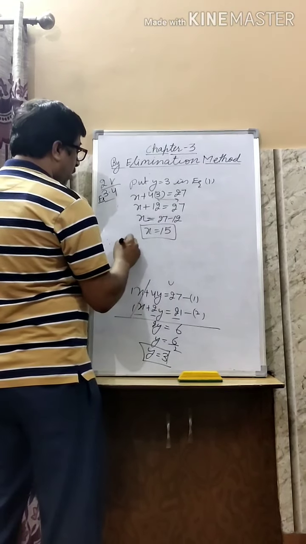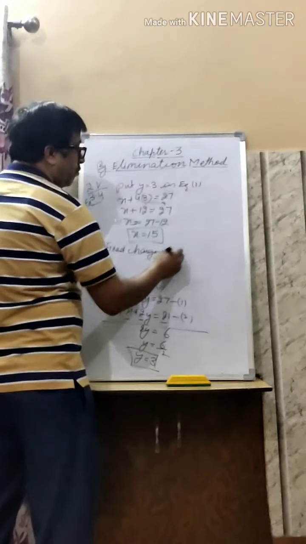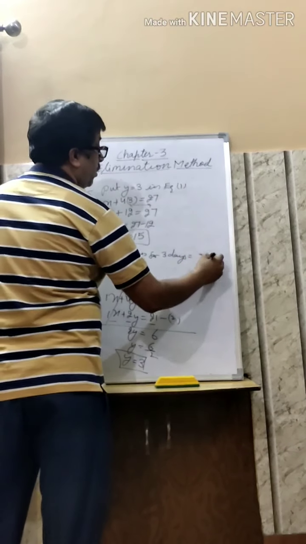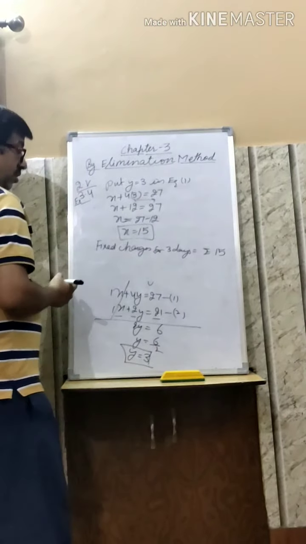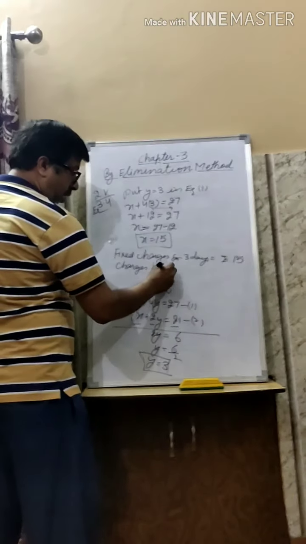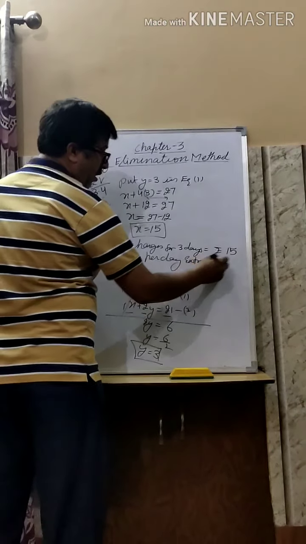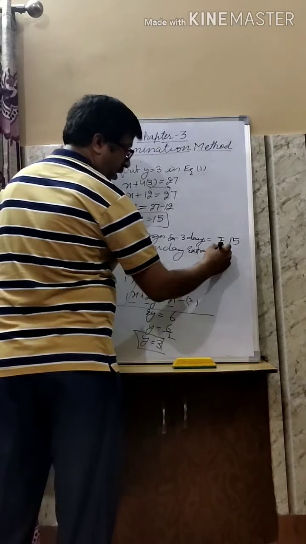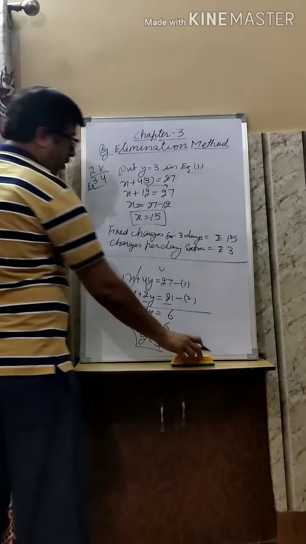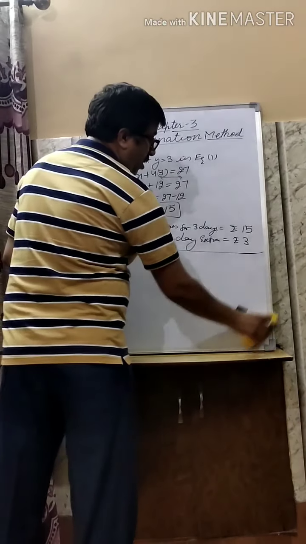So therefore, fixed charges for the first 3 days, that is rupees X, that is rupees 15. Charges per day extra, value Y, that is rupees 3. Hear this. So my dear students, in this way, very simple, fixed charges sums.